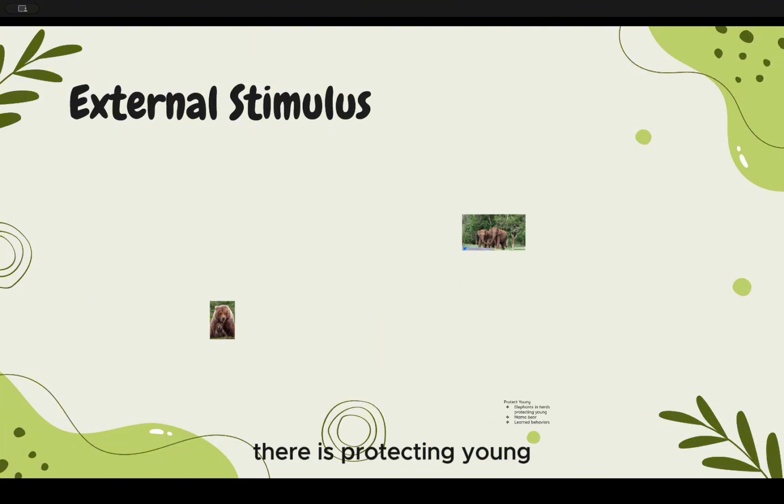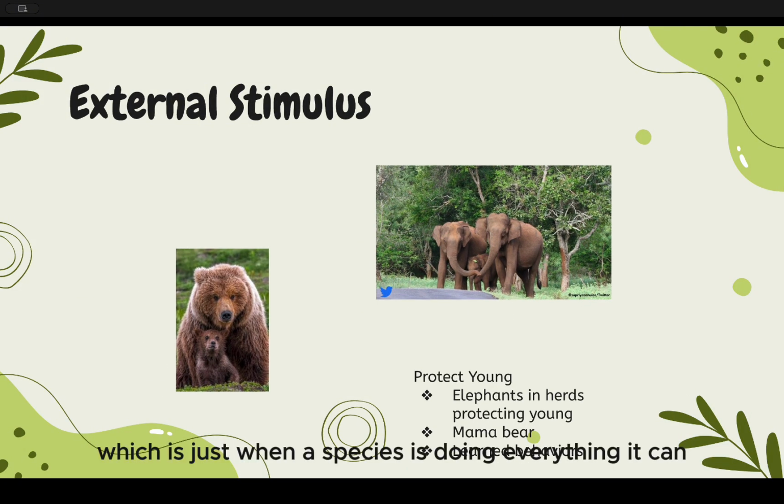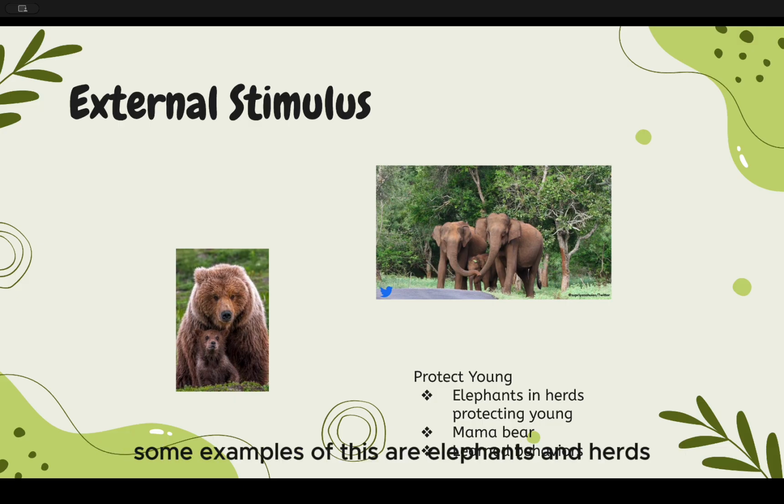And lastly, there's protecting young, which is just when a species is doing everything it can to protect its young when there's a threat posed. Some examples of this are elephants in herds protecting their young in the center, which is the example on screen right there, or when mama bears get very aggressive when you get in between them and their calves, which is also another example on screen. And lastly, there's learned behaviors, which happens in many ways. For example, flocking, which is when thousands of birds fly together to keep each other safe.